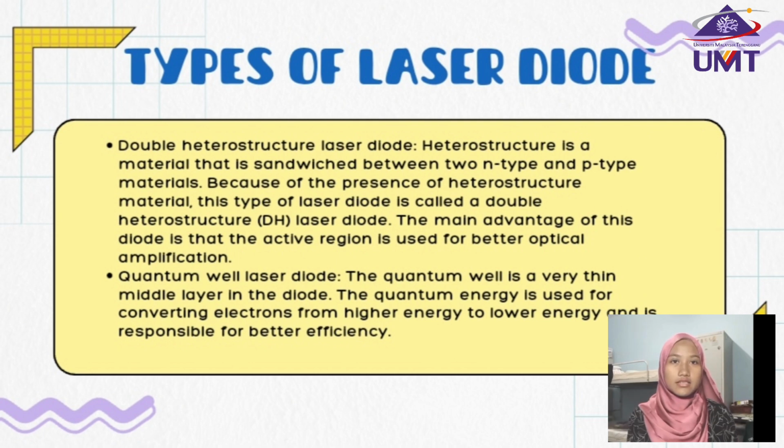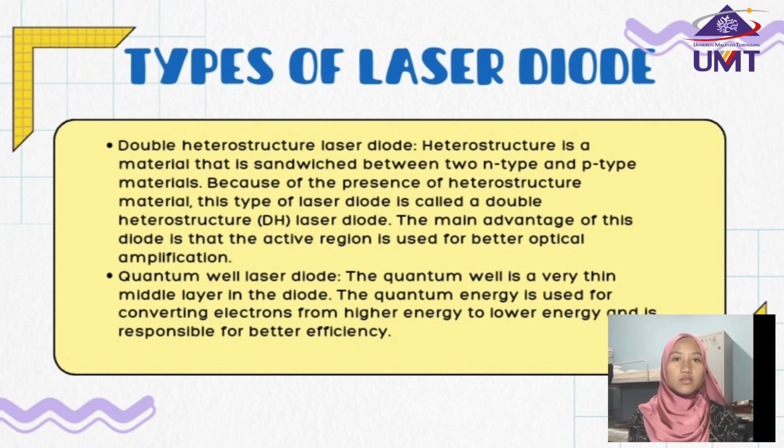Types of laser diode. Double heterostructure laser diode. A heterostructure is a material that is sandwiched between N-type and P-type materials. Because of the presence of heterostructure materials, this type of laser diode is called a double heterostructure DH laser diode. The main advantage of this diode is that the active region is used for better optical amplification.